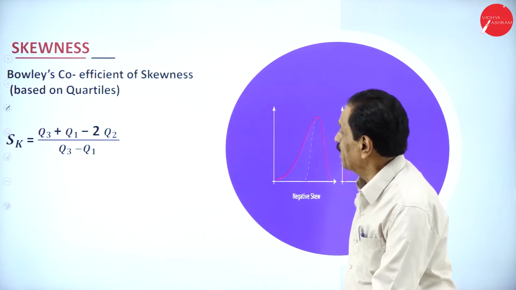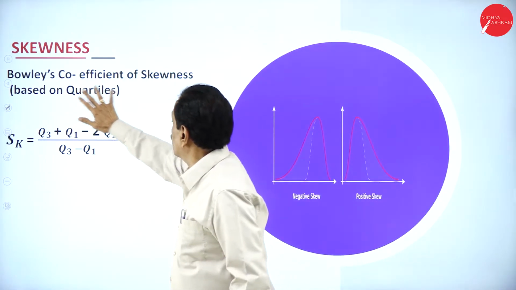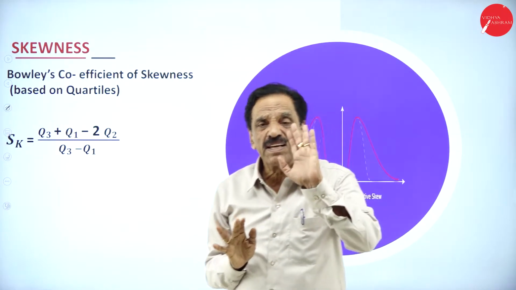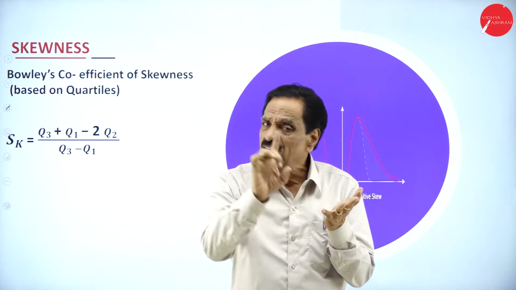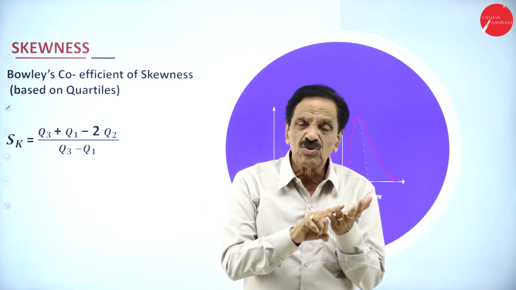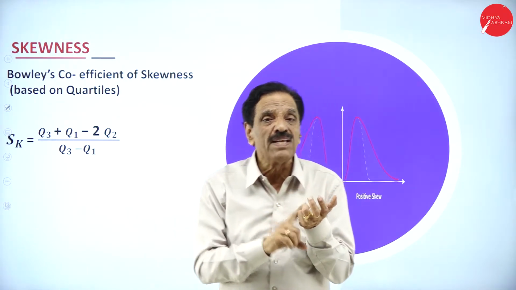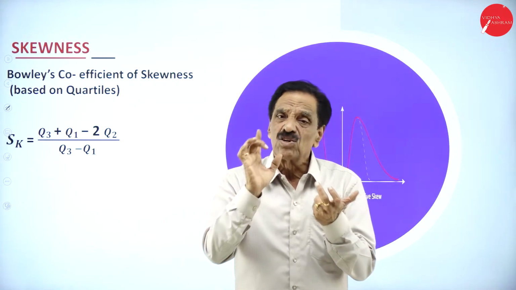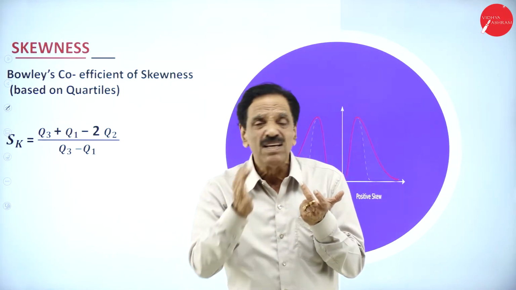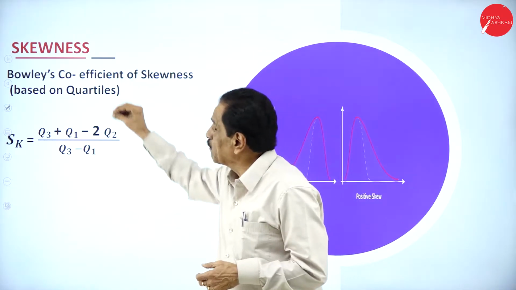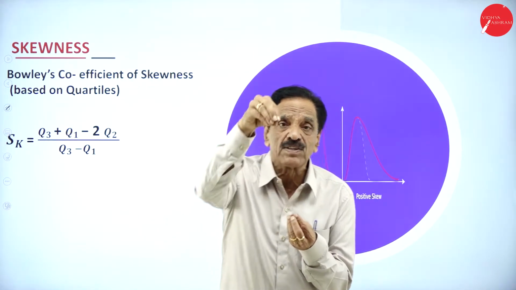You are going to find skewness, Bowley's coefficient of skewness based on quartiles. The three quartiles are Q3 third quartile, Q2 second quartile, and Q1 first quartile. Based on this, Bowley applied quartiles as a base for skewness.